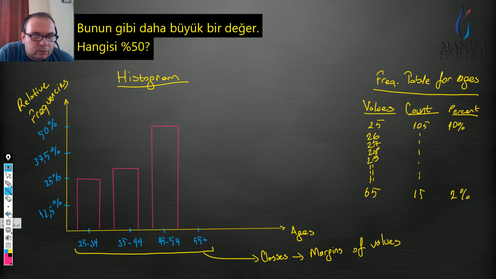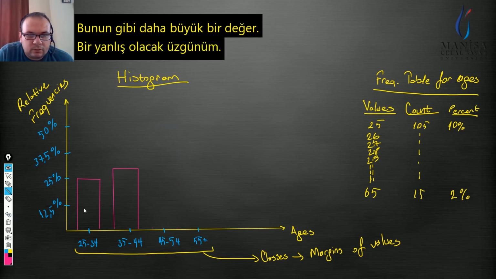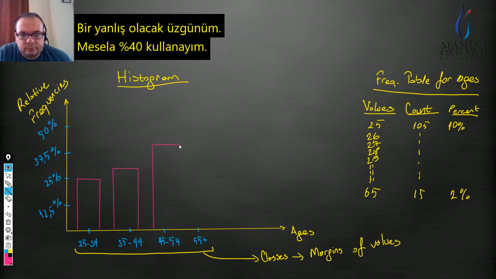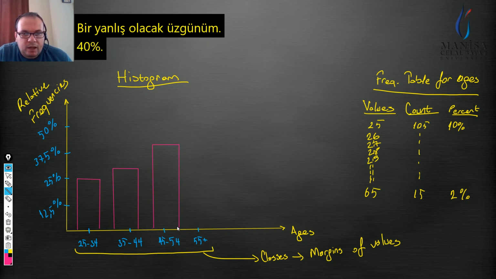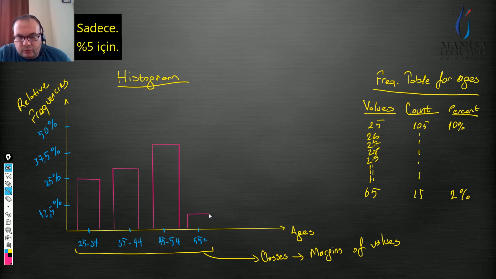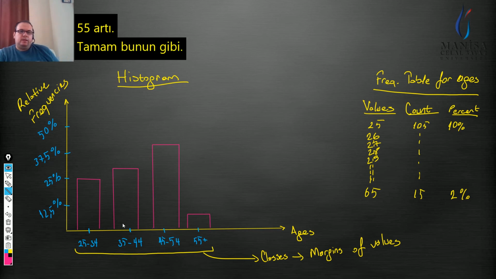And it will be wrong, sorry. Let me use 40%, for example. 40%, and it makes 40, 70, and 95. So we just have 5% for 55 plus. Okay, like this one. Okay, so this will be a histogram.